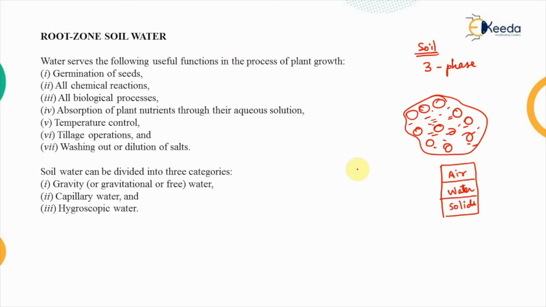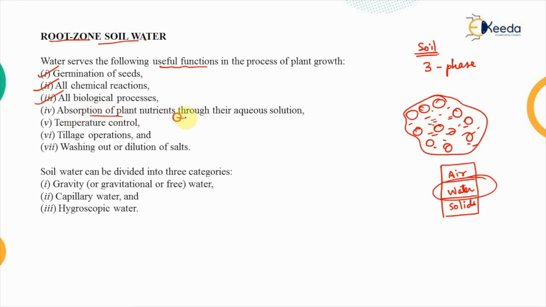Therefore, the soil present below the ground level, which provides the root zone to the crop, will have a certain amount of water. That is known as the root zone soil water. Now this water serves the following useful functions in the growth of the plant. It germinates the seeds, and it starts all types of chemical reactions and all types of biological processes that occur during the life cycle of the plant.